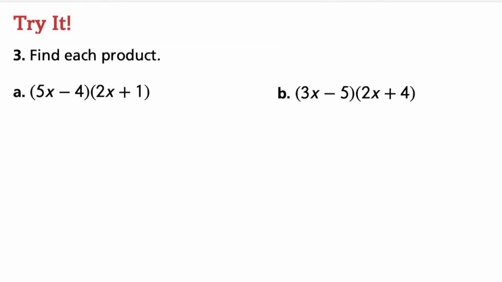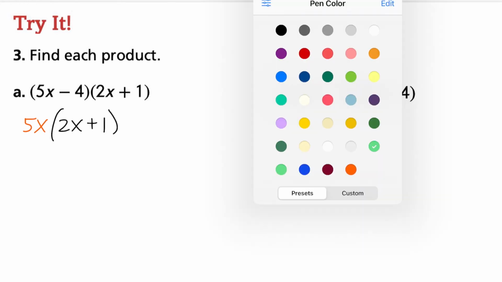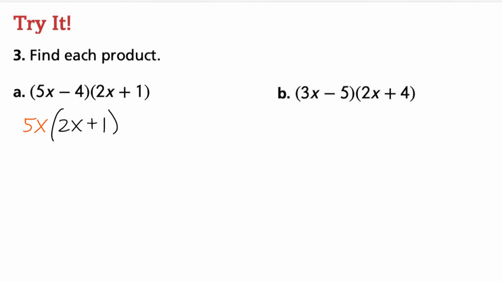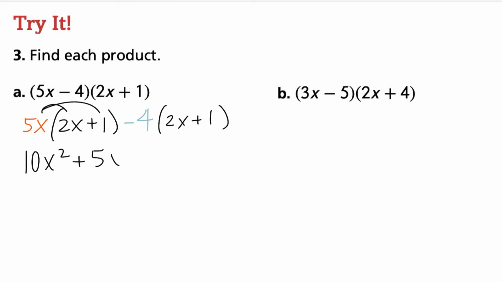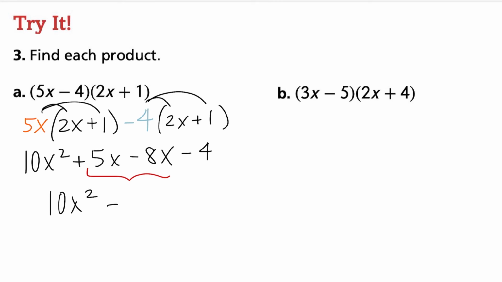So I'm going to walk through these next 2 problems together. I'm taking this first term of my first binomial, that's 5x. I'm going to multiply that by my second binomial, 2x plus 1. Then I take the second term of the first binomial, negative 4, multiplying it by my second binomial, that's 2x plus 1. Using my distributive property, making sure to remember that a negative times a positive is going to be negative. Once I combine my like terms, my final answer would be 10x squared minus 3x minus 4.